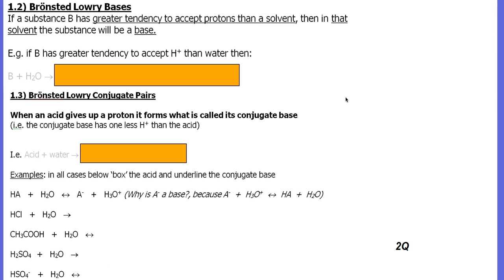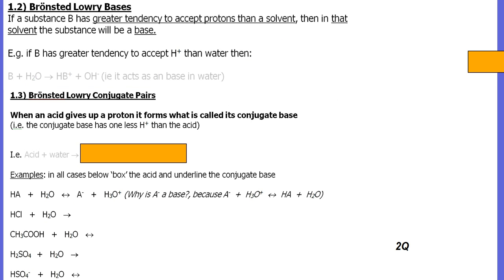Okay, so if B has a greater tendency to accept protons than water in this case, then it will accept protons from water. So the water will actually donate protons to B, producing HB+ and hydroxide ions. That means that B acts as a base in that particular solvent, water. Which leads on to the next thing, which is Bronsted-Lowry conjugate pairs.